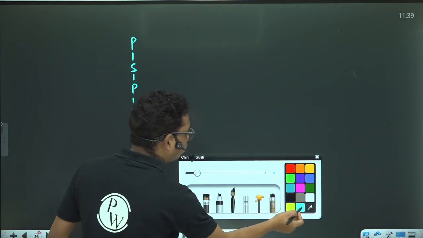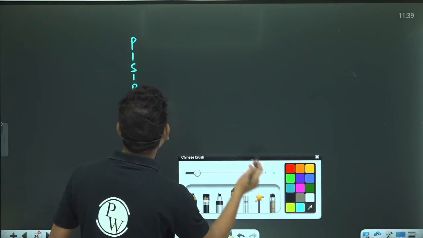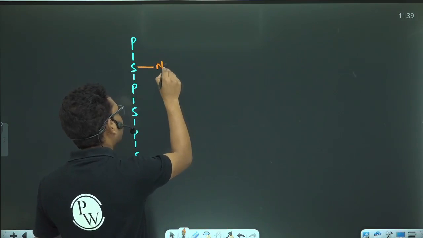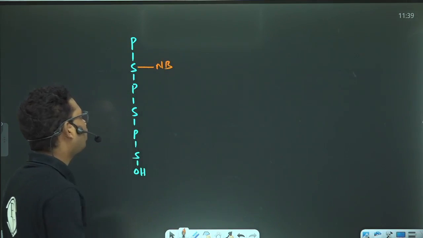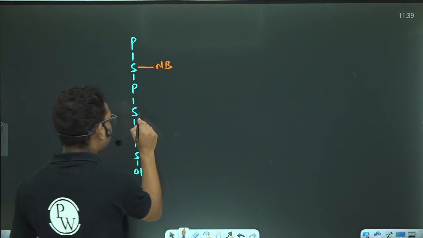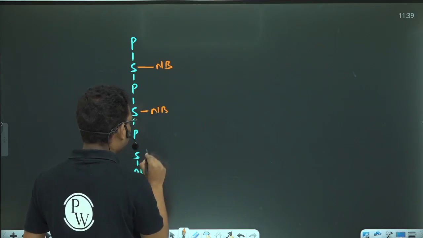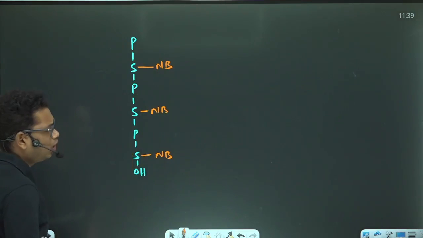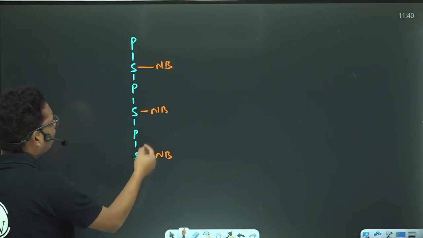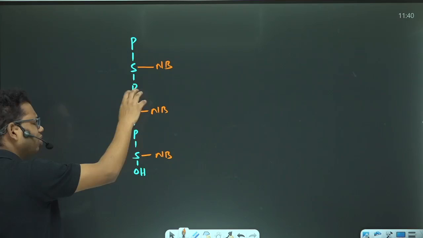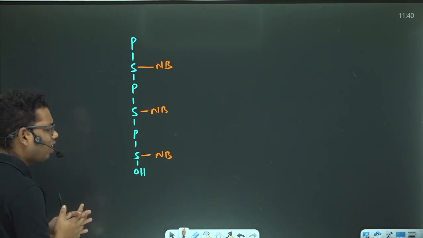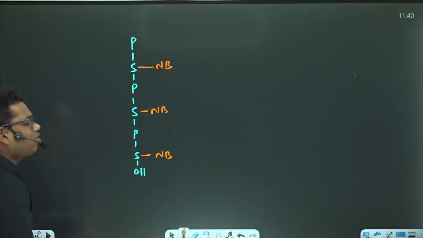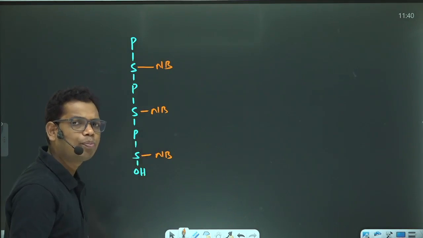Apart from this I will also have nitrogenous bases. This is the nitrogenous base, and this nitrogenous base is conjugated with sugar. So these are the nitrogenous bases. So this is a polynucleotide chain. Actually here I am having 3 nucleotides, so this is a diagram of a trinucleotide chain. If I draw numerous nucleotides, then it will be a polynucleotide chain.